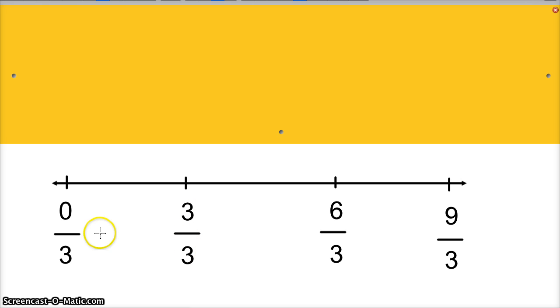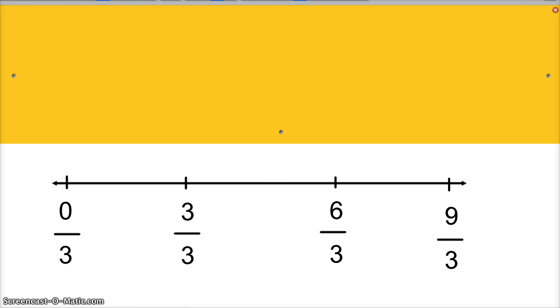I got these because if I have 0 and I'm going to 9 and I'm skipping, I know this is going to be 3 chunks. I'm counting by basically thirds to get to 9. So 3, 6, 9 is how I got that. And notice my denominator stays the same the whole time.